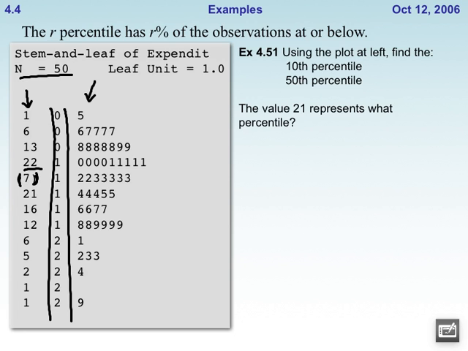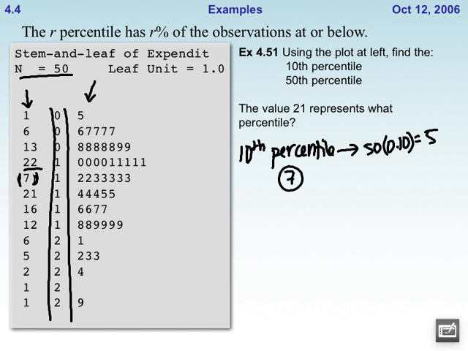So anyway, this is what we're finding. We're going to find the 10th percentile, the 50th percentile, and then for observation 21, we're going to find what percentile that is. So to find the 10th percentile, we're going to take our 50 observations, multiply by 10%, so 0.1. So I get 5. That means that my 5th observation is the 10th percentile. So if I look, my 5th observation is 1, 2, 3, 4, 5, 7. So the 10th percentile is at 7.